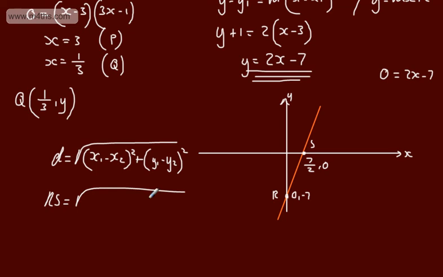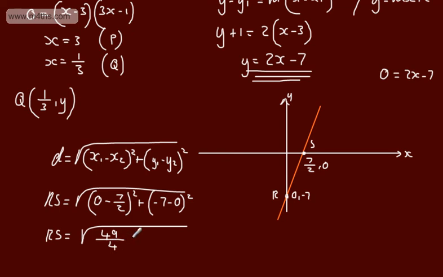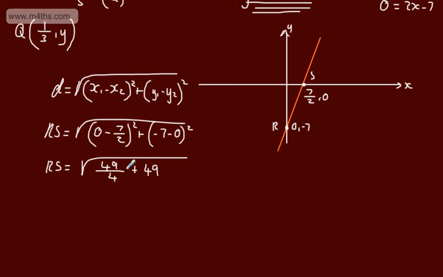RS is going to be the square root of 0 minus 7 over 2, which we need to square, plus minus 7 minus 0, which we need to square. So RS is going to be the square root of 49 over 4 plus 49. There are lots of different ways we can finish this off. We could combine these two fractions. So RS is going to be the square root of 245 over 4, and we could write this as RS is equal to root 245 over 2.